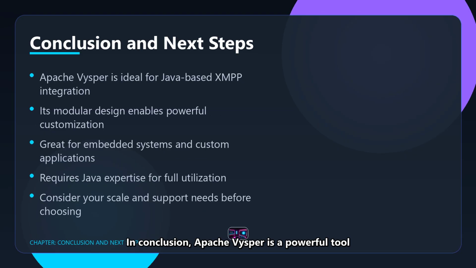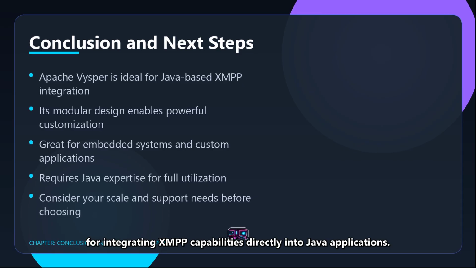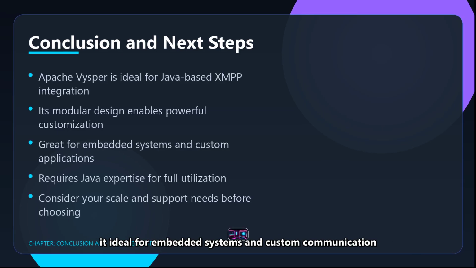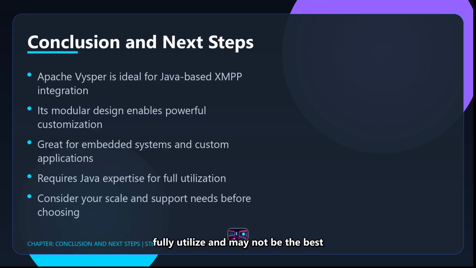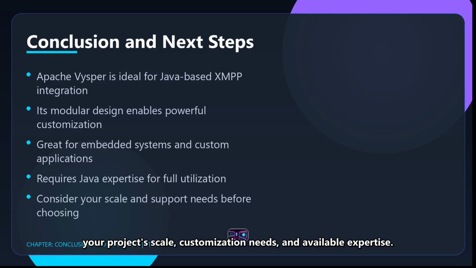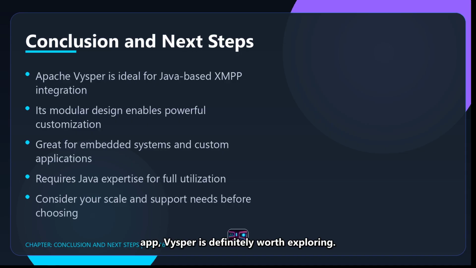In conclusion, Apache Vysper is a powerful tool for integrating XMPP capabilities directly into Java applications. Its modular design allows for extensive customization, making it ideal for embedded systems and custom communication solutions. However, it does require Java expertise to fully utilize and may not be the best fit for large-scale deployments. Before choosing Vysper, consider your project's scale, customization needs, and available expertise. If you're building real-time communication into a Java app, Vysper is definitely worth exploring.